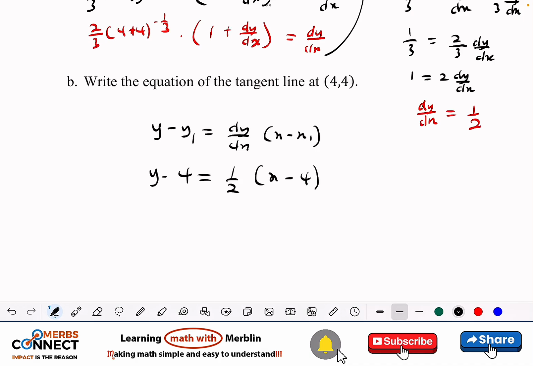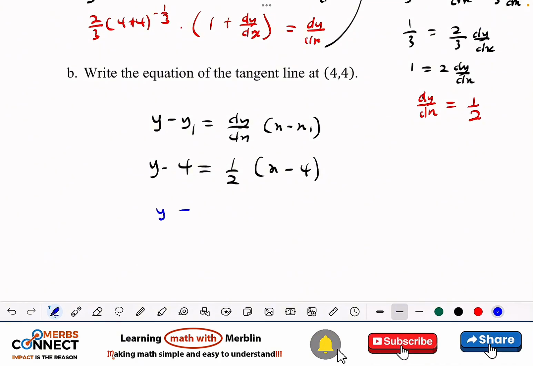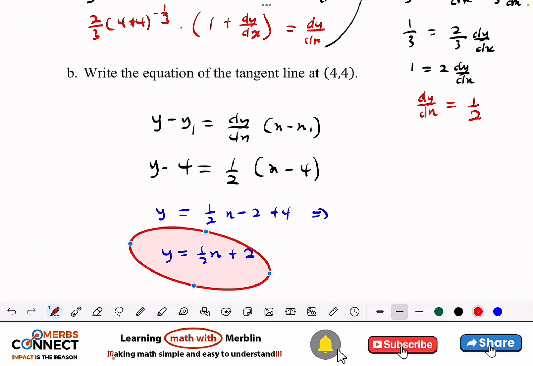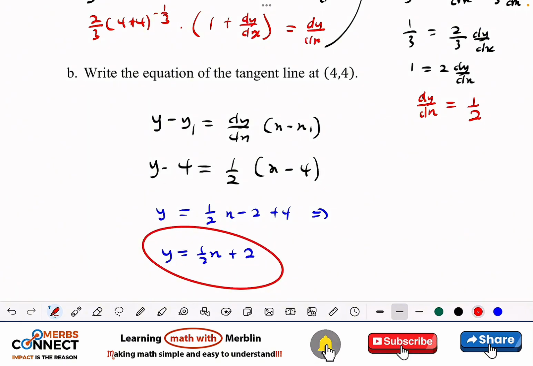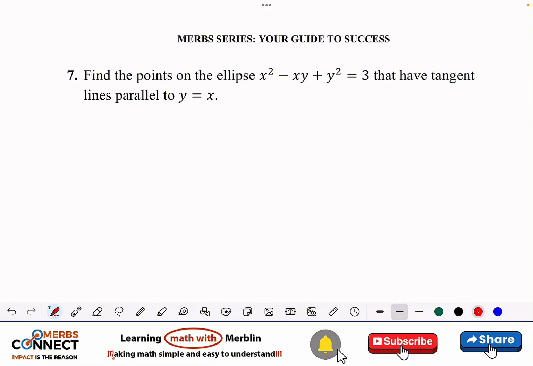So finding the slope is basically what you need to pay attention to. If we're able to figure that one out, then you are good to go. So this implies that y is equal to 1 over 2 x plus 2. This is the equation of the tangent line. Good. Let's take the last question, and then I'll give you a trial question to solve.